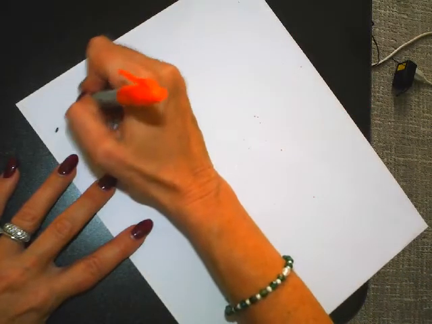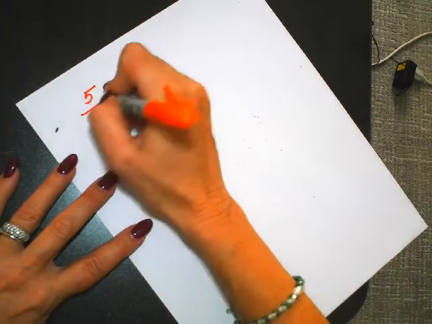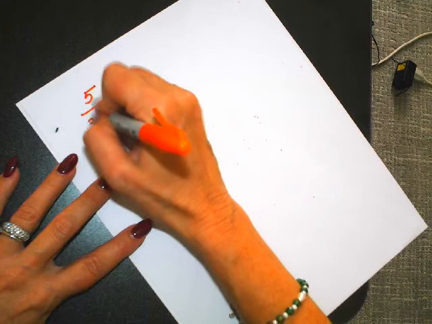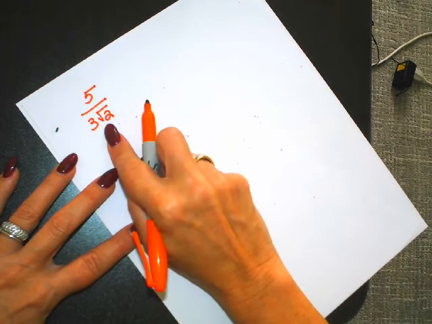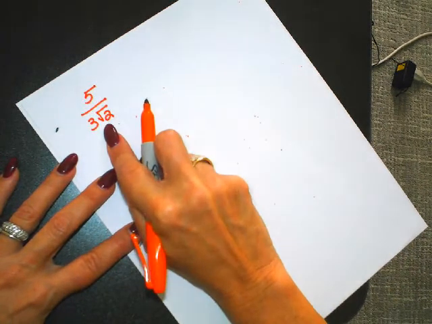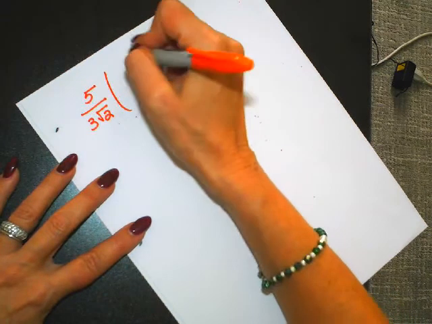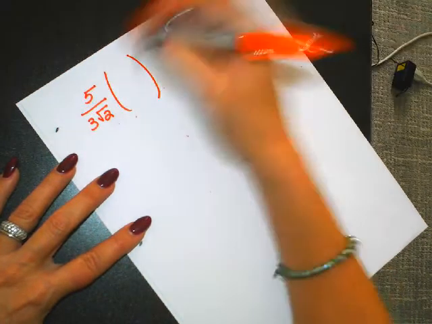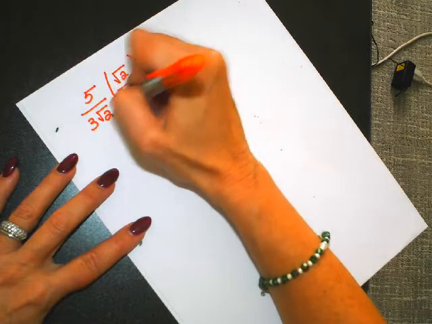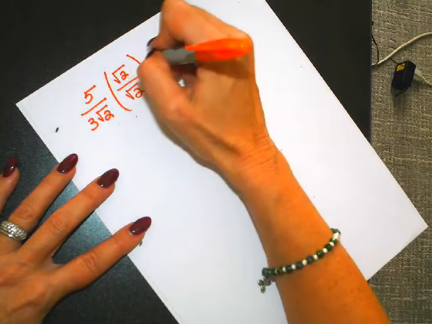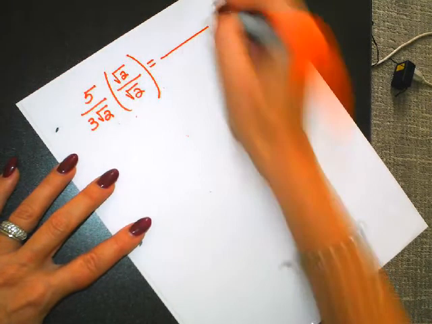All right, let's say I have something like this: 5 over 3 radical 2. Again, you cannot have a radical in the denominator. So what we're going to do is multiply the numerator and the denominator by radical 2.